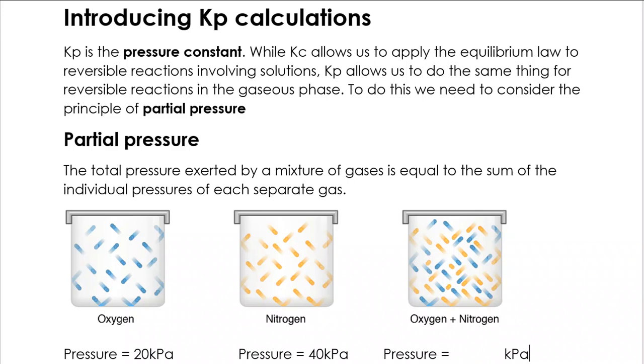Now, if we're going to be able to do Kp calculations, we first of all need to be able to calculate partial pressures. So at the bottom here, we've got oxygen with a pressure of 20 kilopascals, nitrogen with a pressure of 40 kilopascals in identical vessels, identical containers. If we move the oxygen and nitrogen together into another identical container, what do we think the total pressure would be? And hopefully you got that it would be 60. You simply add together the partial pressures so you can work out the total pressure.